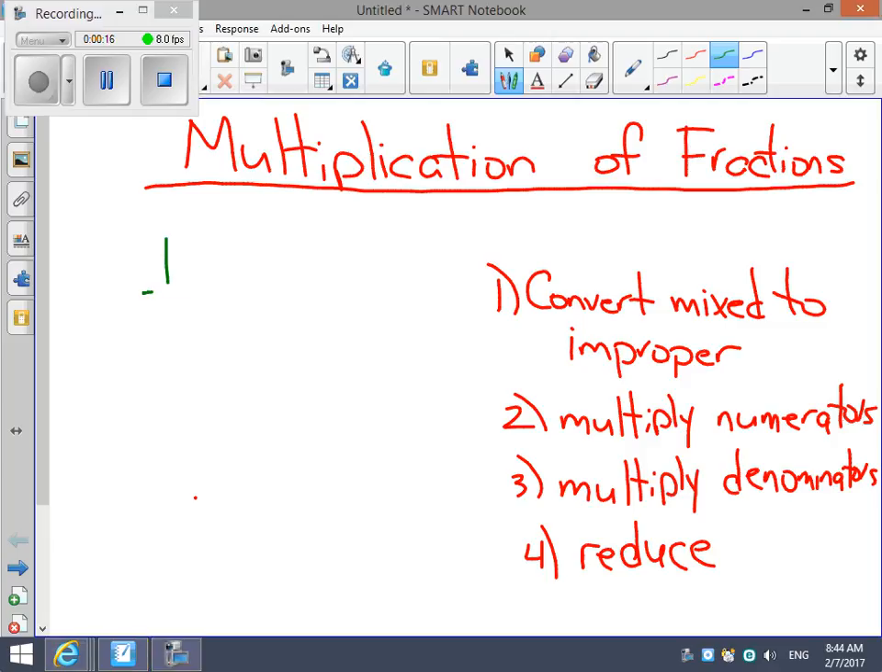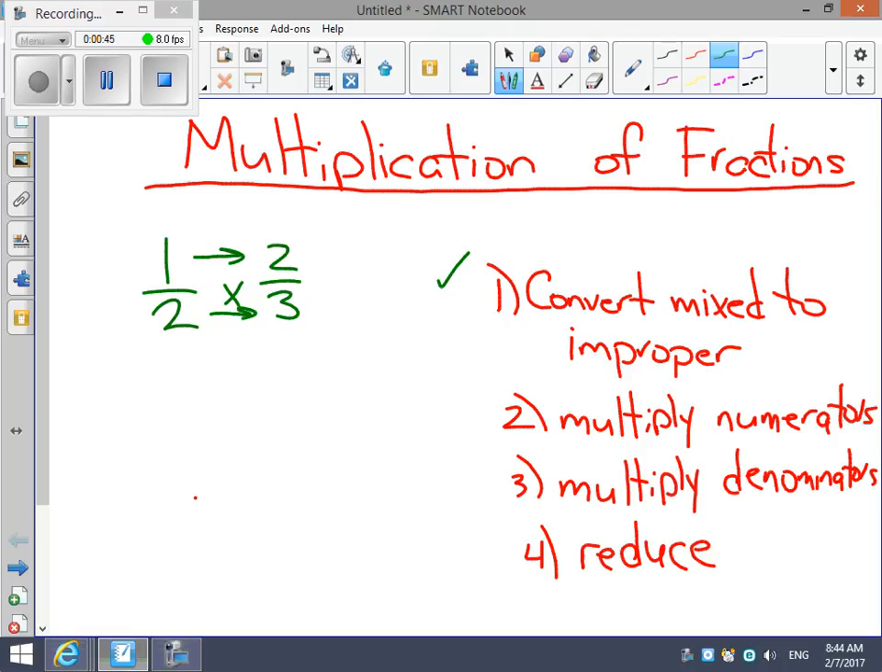If we start with a couple of smaller fractions, 1/2 times 2/3, our steps over on the right will always be the same. We are going to convert any mixed fractions to improper. We don't have any here, but we definitely will in all the fractions we'll be doing. Then you're simply going to multiply the two numerators and multiply the two denominators. The numerator is one numerator times the other numerator, and one denominator times the other denominator.